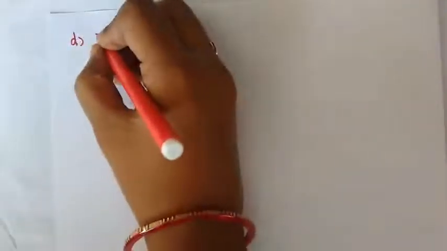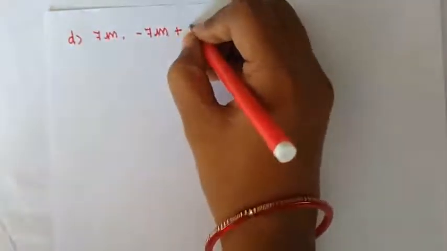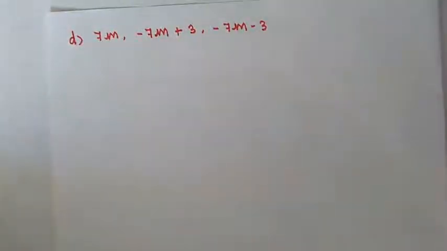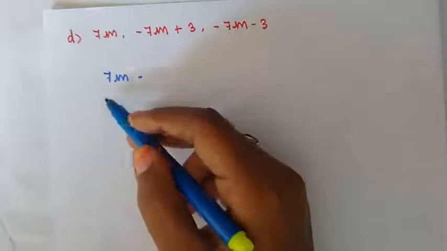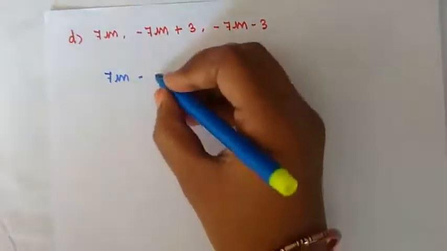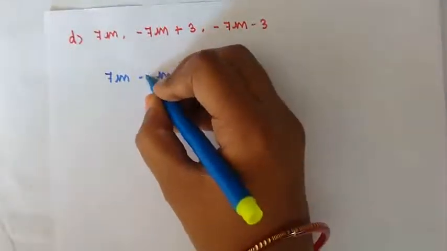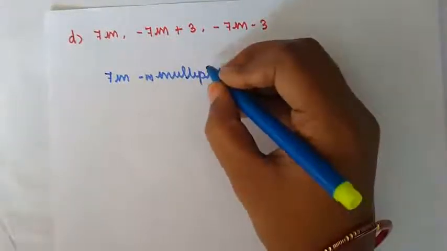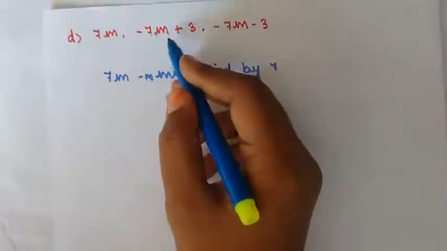Next we have to take D subdivision. 7m minus 7m plus 3 minus 7m minus 3. Let me take the first term, 7m. 7m is multiplied by 7. So m multiplied by 7.